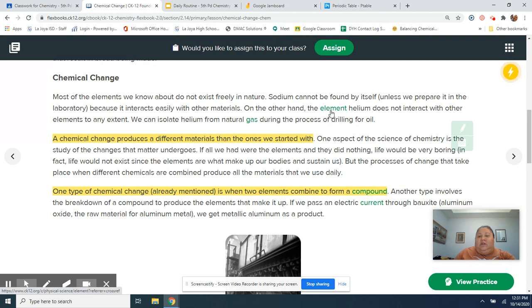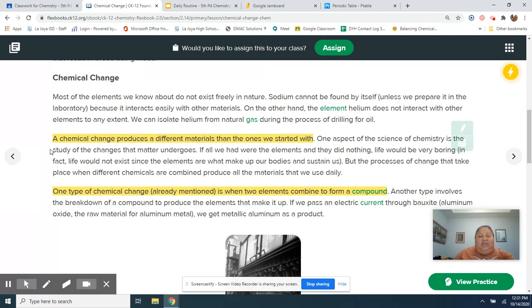If you're looking for helium and you want to extract it, you can isolate helium from natural gas during the process of drilling for oil. So if you have an aunt or an uncle or a dad or an older brother in the oil fields drilling for oil, more than likely one of those products they're drilling for is helium. And that's just one element.